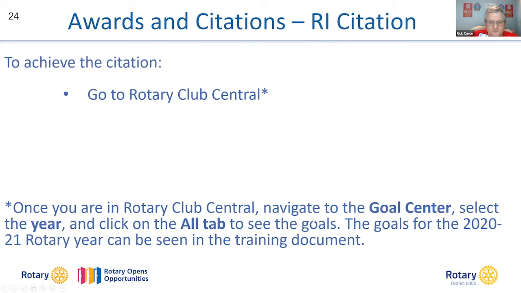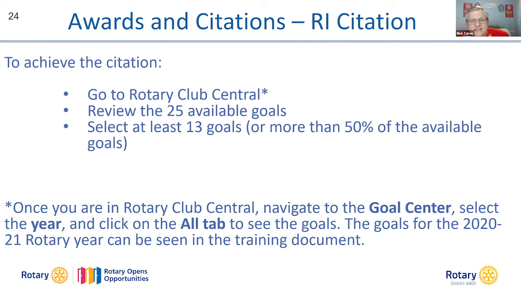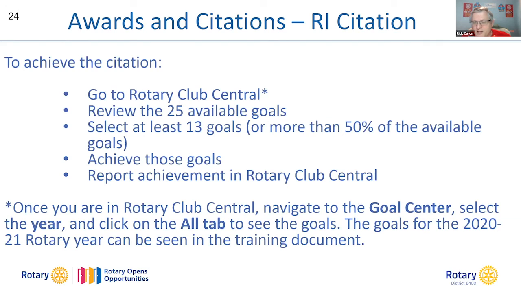So go to Rotary Club Central. Once you're there, you have to go to the Goal Center and select the year, so make sure it's your year. When you open up Rotary Club Central right now to your club page, it should automatically show the current year. You need to change that to your year to set your goals. Click on the All tab and you see the goals, and then you'll see there what you see inside this training document. There are 25 available goals. You need to select at least 13, a little bit more than 50% of the available goals. And then you need to achieve those goals. And then you report the achievement back in Rotary Club Central. And that's it. Then it's kind of automatic from there.